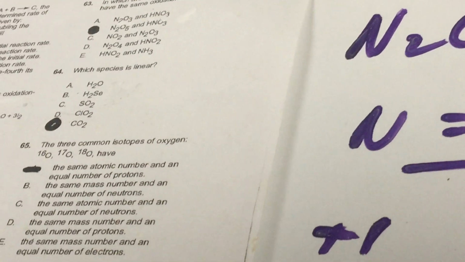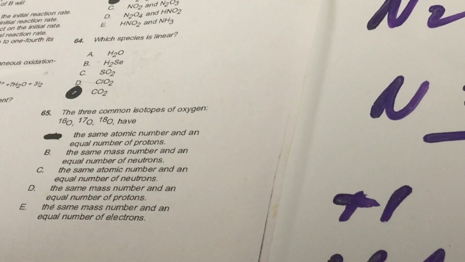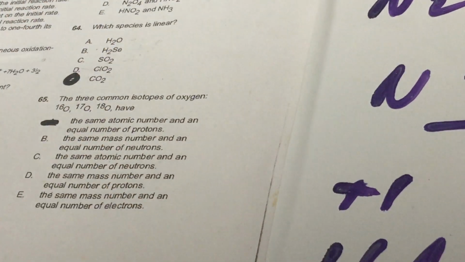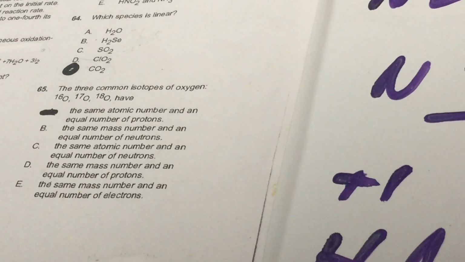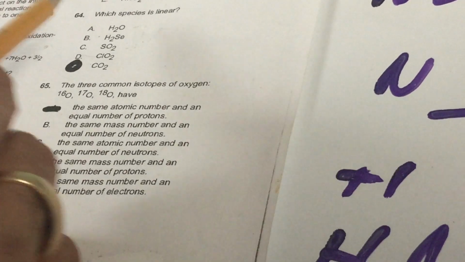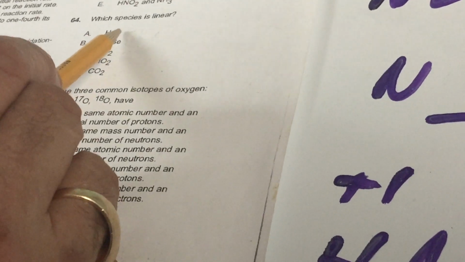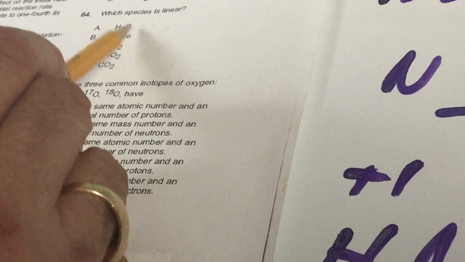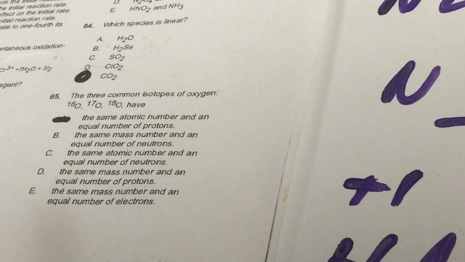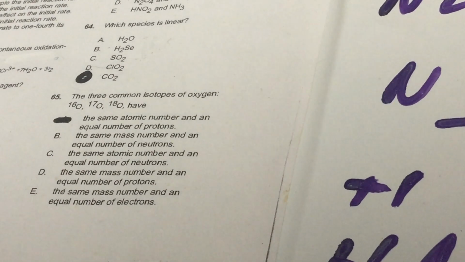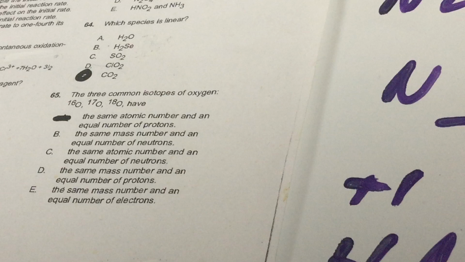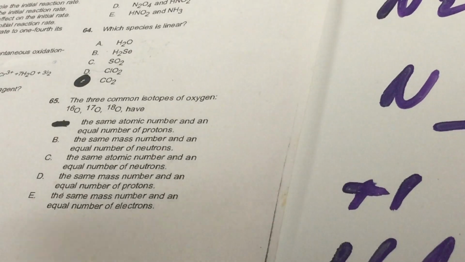Next one, which is linear. I'm going to show you a great trick. We all know that water is bent. If you don't know it, you should know it. Water is bent. Since oxygen and selenium are in the same family, that means that these two would both be bent molecules. When you go into the destroyer, you can see how to do all the geometries, but I'm going to make this short and sweet.